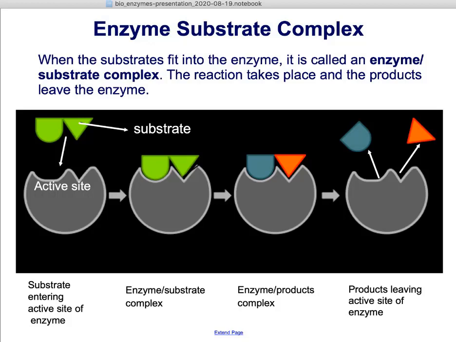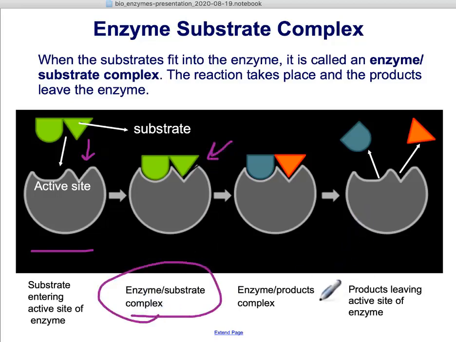Their reaction takes place and the products leave the enzyme. So you can see that process down here. Here is that substrate entering the active site, and here it is fitting in, and that's that enzyme-substrate complex. Then the reaction occurs and the products leave that active site of the enzyme.